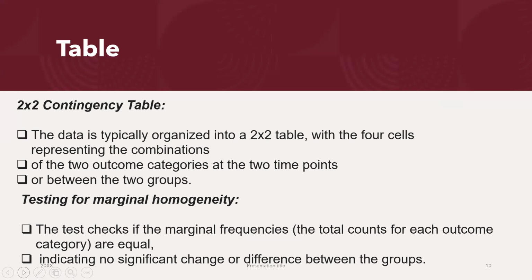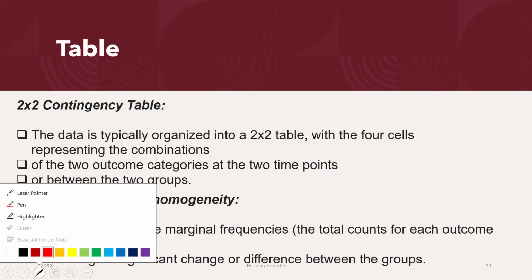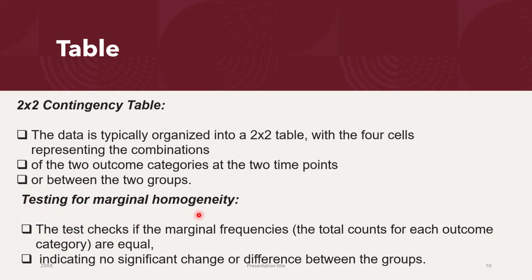So this is another characteristic of McNemar's test, which is the table. Basically, the data is typically organized in a 2x2 contingency table with the four cells representing the combinations of the two outcome categories at the two points or between the two groups. So what does it do? It's testing for marginal homogeneity. How are we going to test for marginal homogeneity? The test checks if the marginal frequencies, the total counts for each outcome category, are equal, which indicates no significant change or difference between the groups.